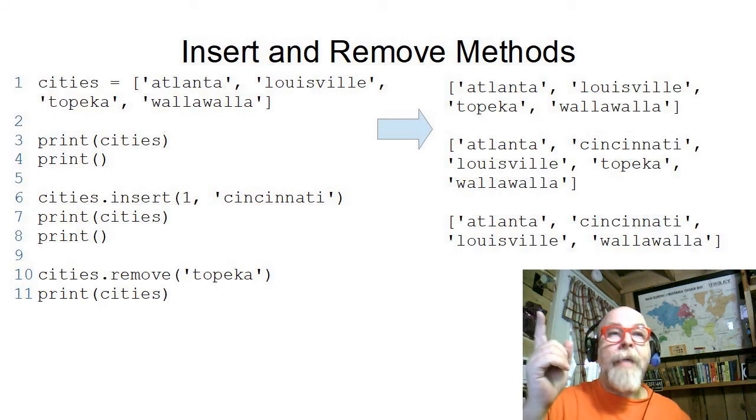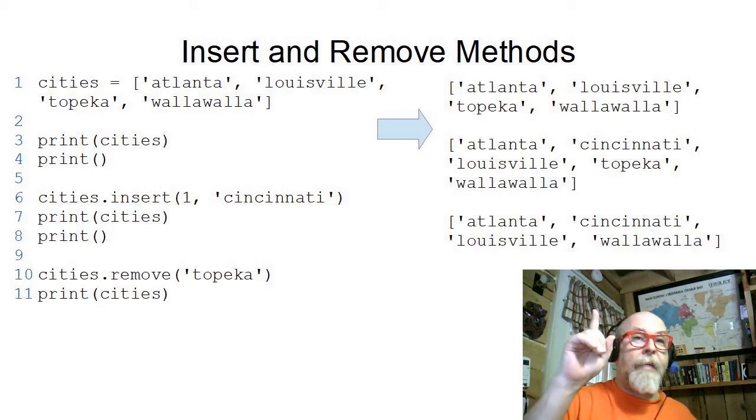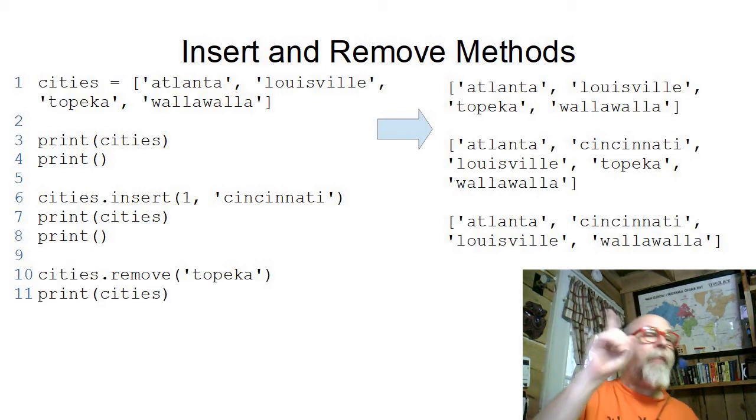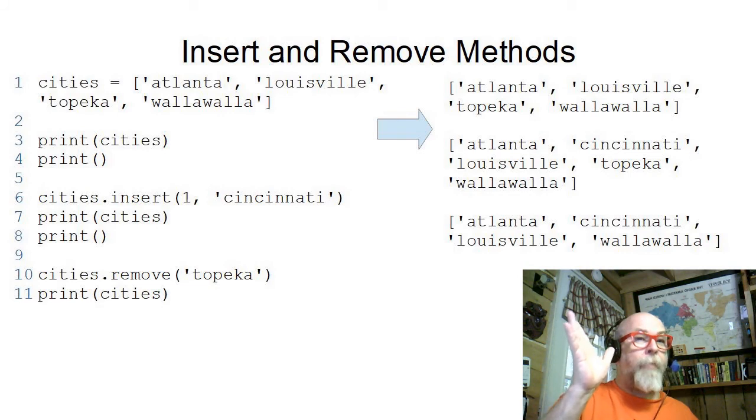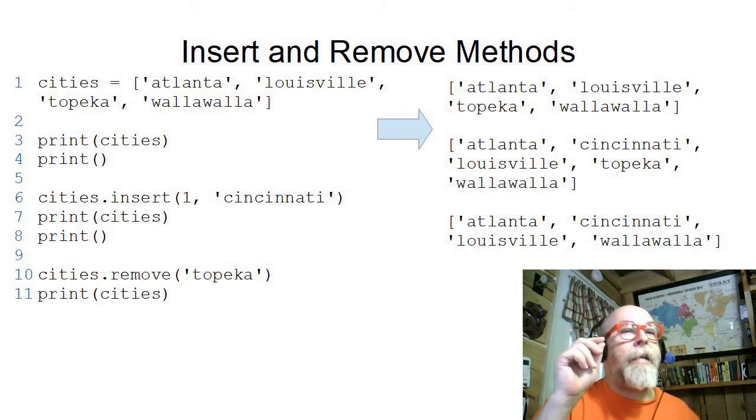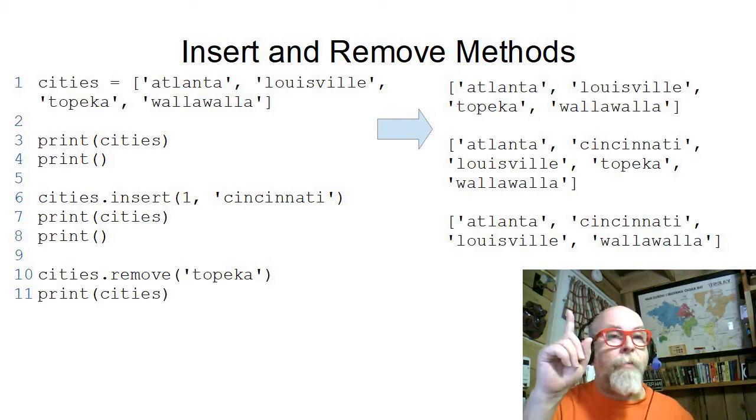Take a look at line 10 then. In line 10, I say cities.remove Topeka, and it went through the list and went, there's Topeka, and deleted it and removed it. Now, if Topeka had existed multiple times, it would have only removed the first occurrence of Topeka, but you can see that it removed Topeka from the list.